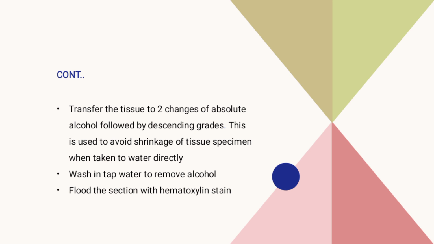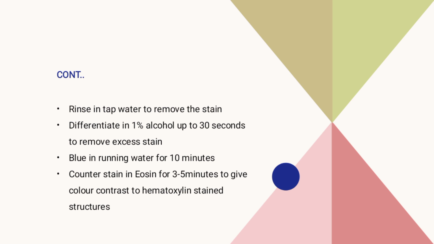Then wash in tap water to remove alcohol. Flood the section with the hematoxylin stain. Rinse in tap water to remove the stain. Differentiate in 1% alcohol for up to 30 seconds to remove excess stain. Blue in running water for 10 minutes and counterstain in eosin for 3 to 5 minutes to give color contrast to hematoxylin stained structures.